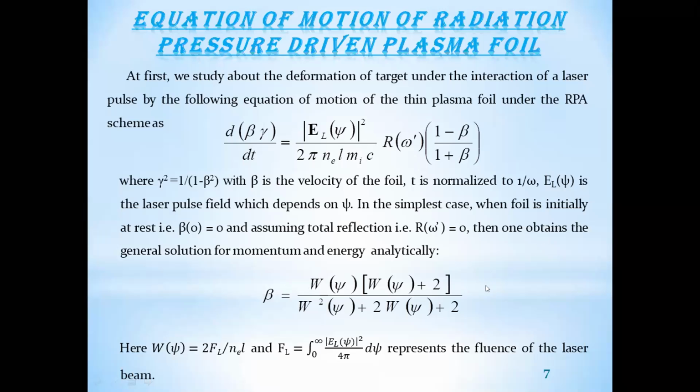Then I have obtained the solution for this equation analytically, and I got this expression. Here W is 2FL over NEL, and FL equals the integration from 0 to infinity of EL psi square over 4 pi. It represents the fluence of the laser beam. Fluence is just the incident laser energy per unit area.